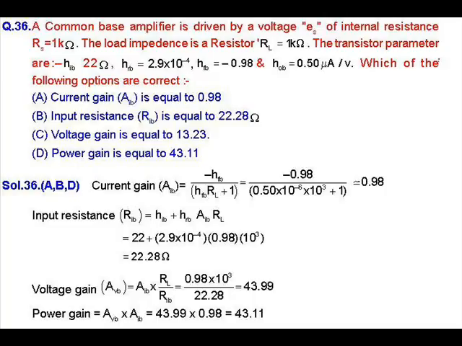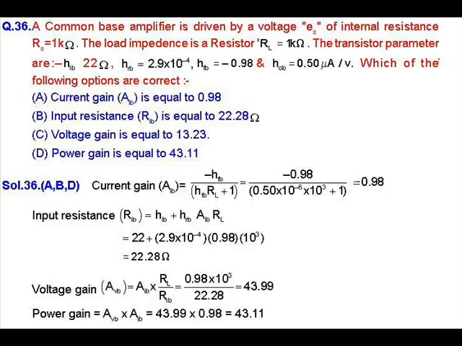Now, we have been asked to calculate the current gain, input resistance, voltage gain and power gain, because these are the four options whose values have been given to us, and we have to find which of the following statements are true. So, first of all, we can directly calculate the current gain from the given parameters. Current gain, which can also be represented as AI, can be calculated by using the formula minus HFB upon bracket HFB into RL plus 1. Now, if we put the given values, we will find that the current gain is equal to 0.98.